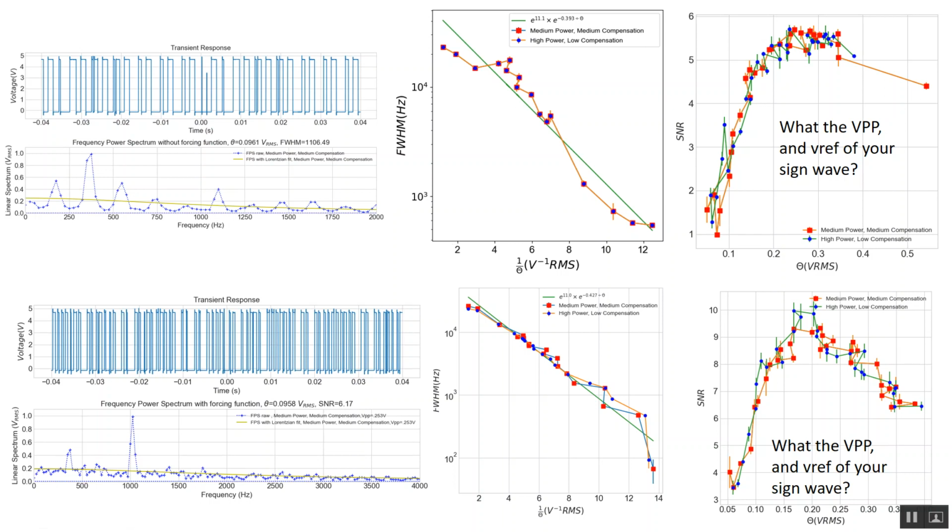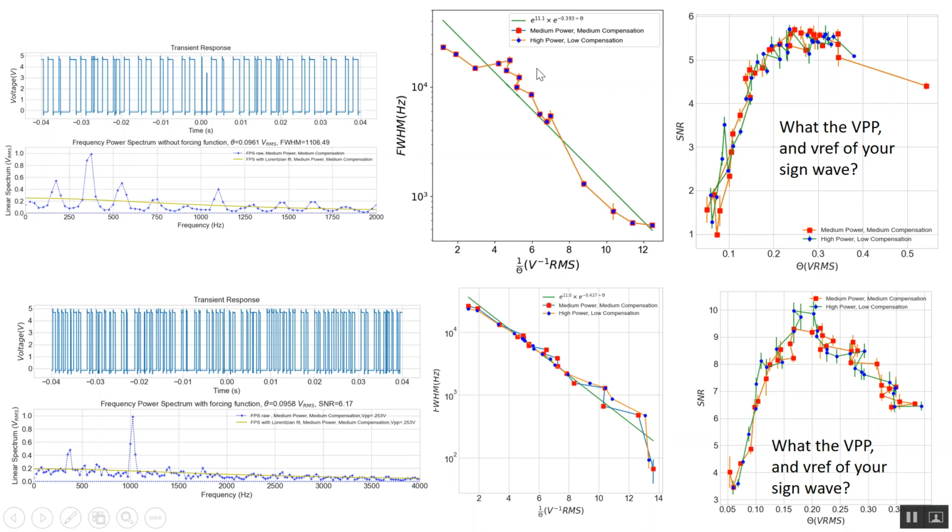No, excuse me. That's closer to 10, right? So it's near this point. This was for mine, for medium power, medium compensation for my circuit. But what I'm saying is one of these generates a point here. Changing theta keeps generating the points.